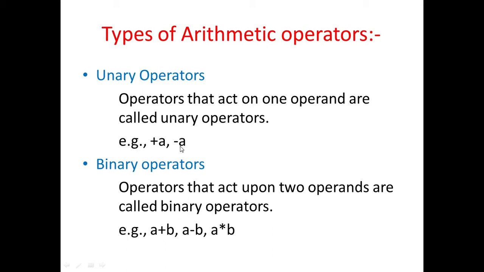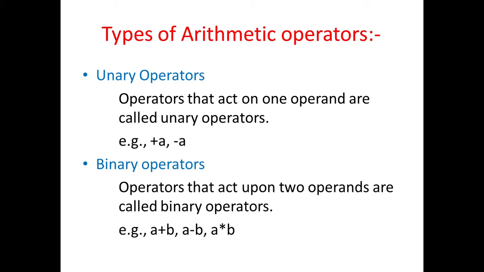Operators that act on two operands are called binary operators. For example, you can see A plus B. Here A is one operand and B is one operand. So here we have two operands, 5 plus 6. 5 is one operand, 6 is one operand, and 5 plus 6 equals 11. Those operators which act on two operands are called binary operators. Here plus is a binary operator, minus is a binary operator, asterisk is a binary operator.